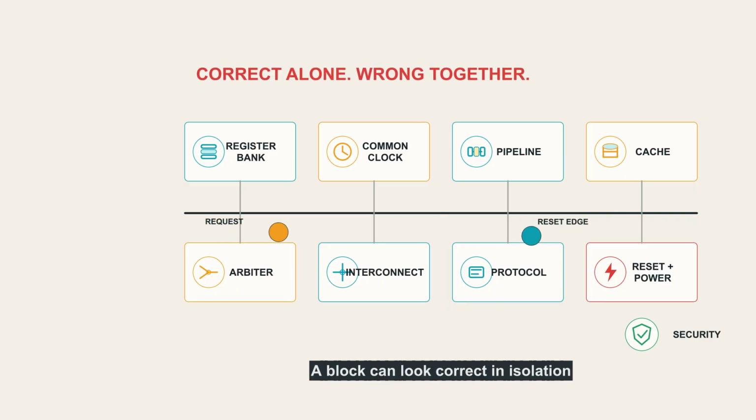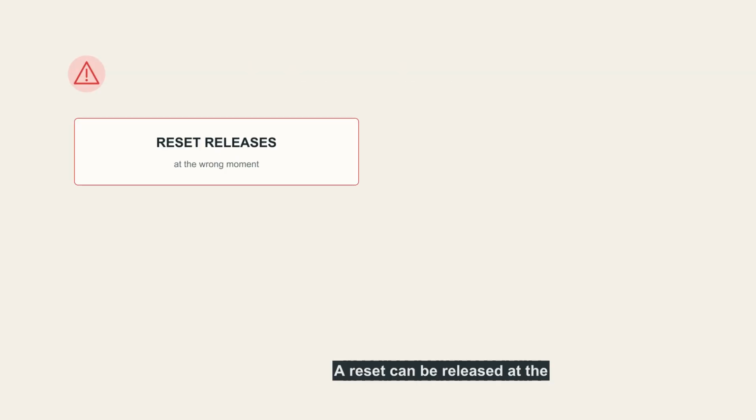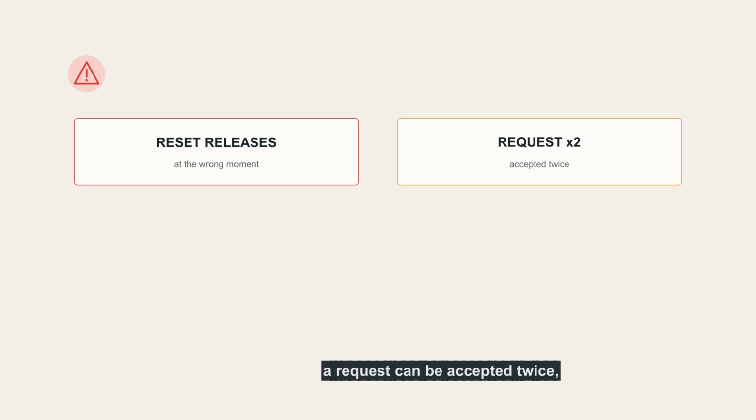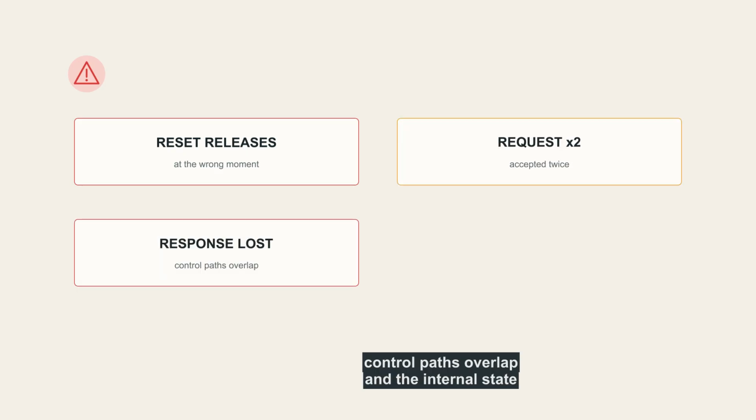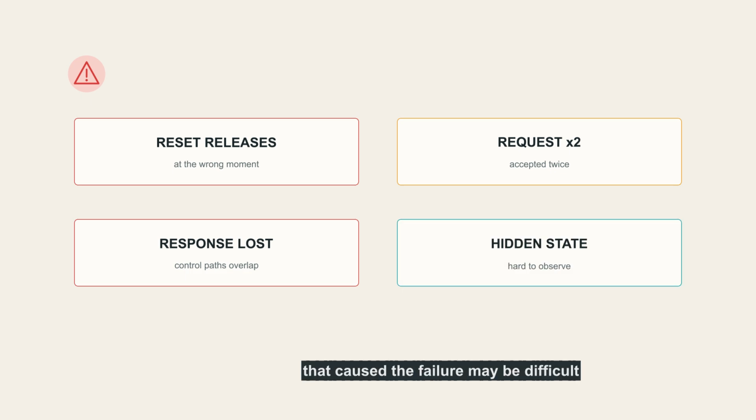A block can look correct in isolation and still fail because 2 events arrive in an order we did not expect. A reset can release at the wrong moment. A request can be accepted twice. A response can be lost when 2 control paths overlap. And the internal state that caused the failure may be difficult to observe from outside the chip.